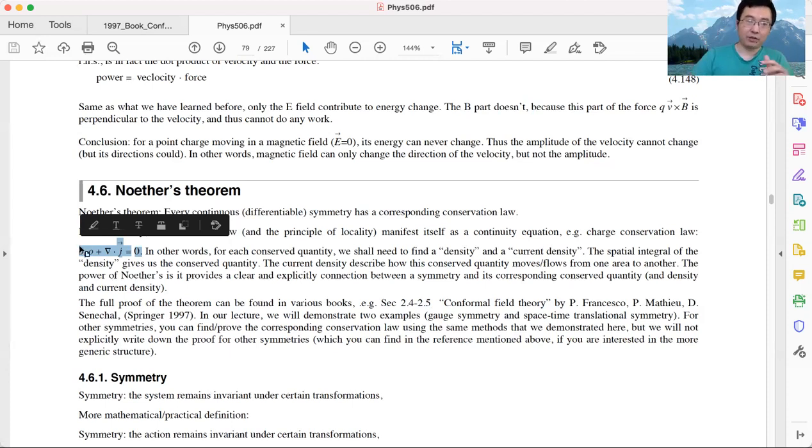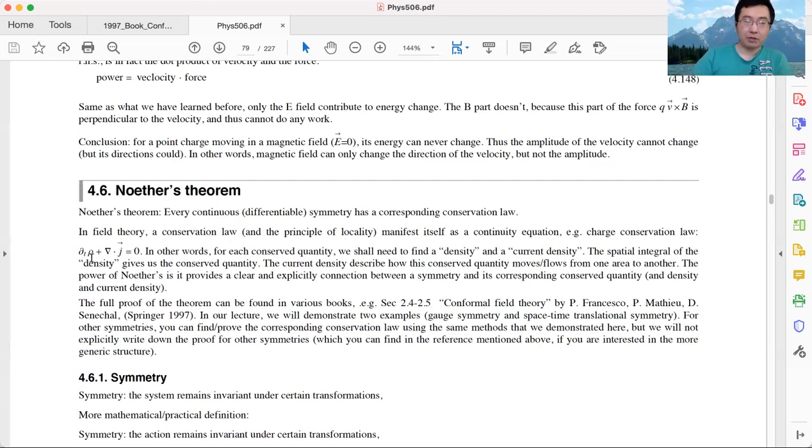Similarly, if we define the spatial integral of the energy density, that quantity gives us the total energy, and the continuity equation tells us the total energy will be a constant as long as there is no energy flow into the system or out of the system through the surface.